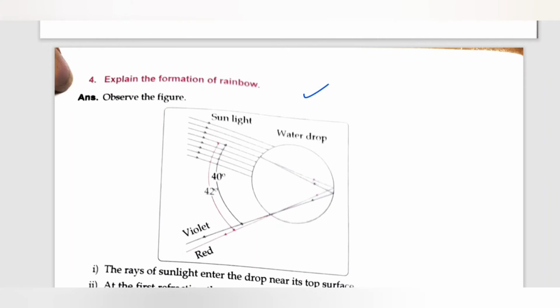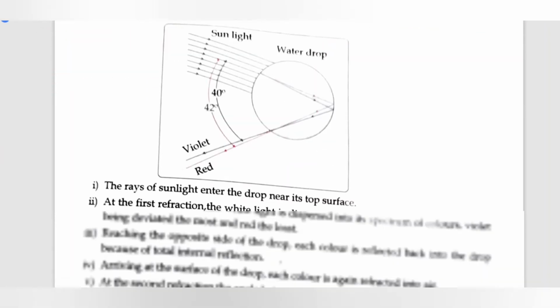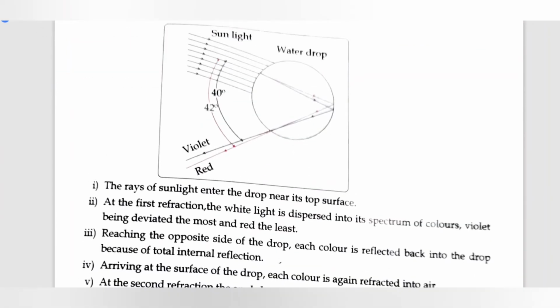Coming to the next question, explain the formation of a rainbow. The rays of sunlight enter the drop near its top surface. So here we have a water drop, and the sun rays are entering into the water drop from the top of the surface of the water drop.